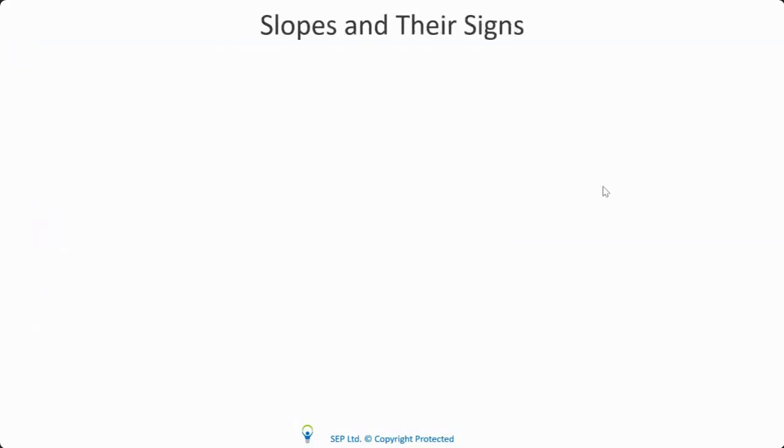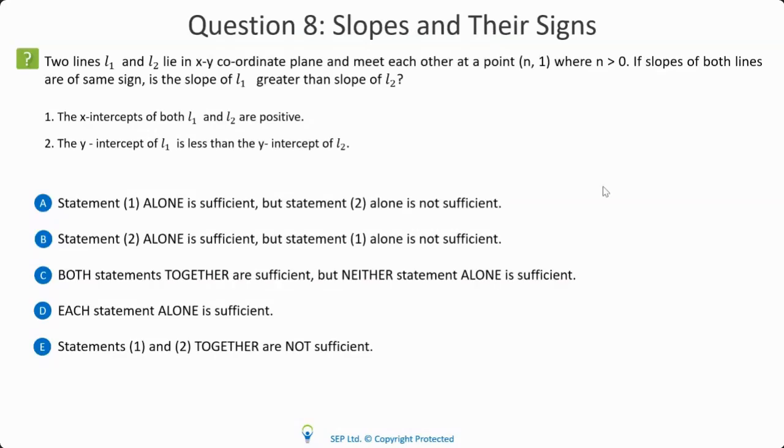Okay. So first thing first, when you read the question, you'll notice that they are saying that the lines L1, L2 lie in the XY coordinate plane, which is pretty standard, and they meet at a point (n, 1), where n is greater than 1. Now, this is very important, guys. This is where you need to make an inference. Let's say n is greater than 0, what does that mean? What does that tell me? Where is the line meeting? Can anyone tell me, if n is greater than 0, where is the line meeting?